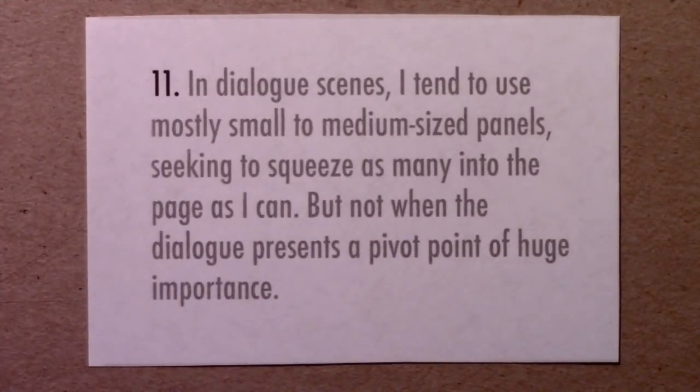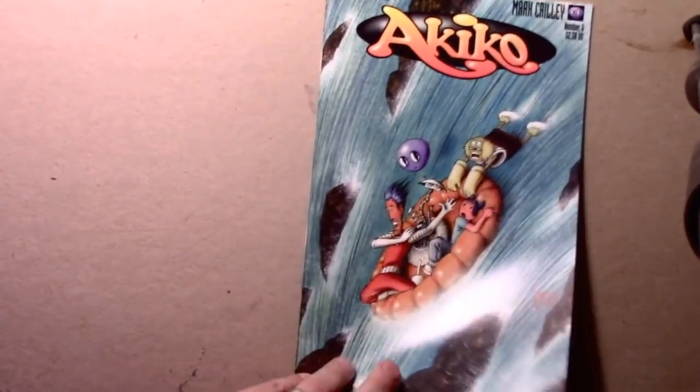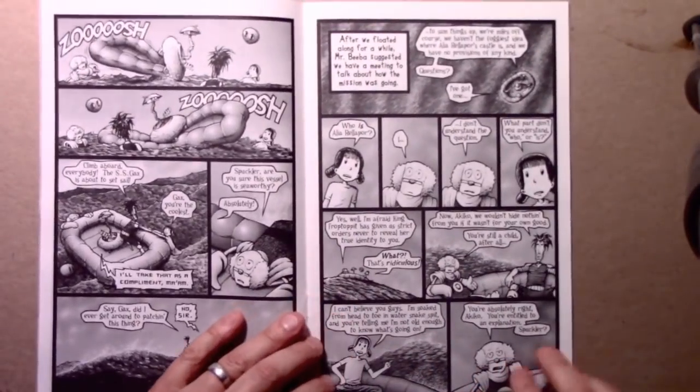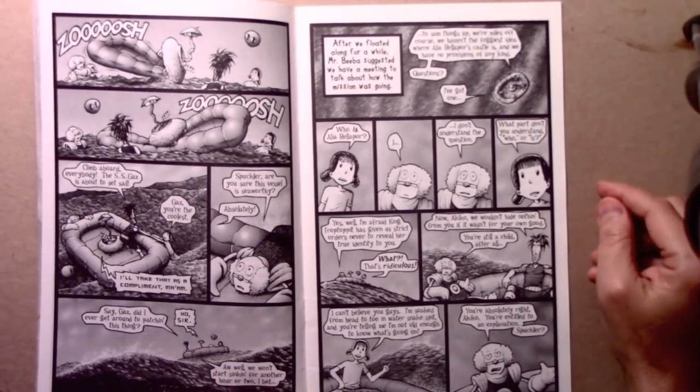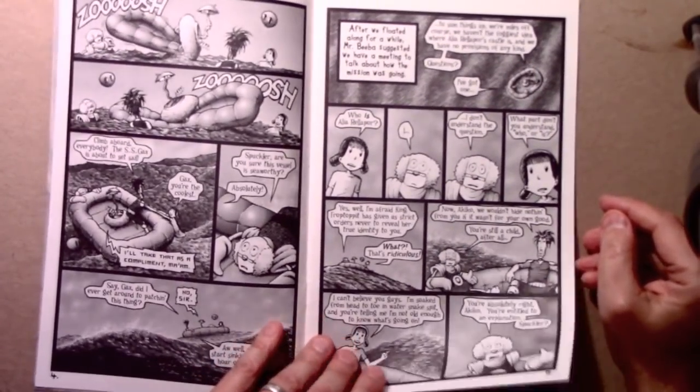Number 11, in dialogue scenes, I tend to use mostly small to medium-sized panels, seeking to squeeze as many into the page as I can. But not when the dialogue presents a pivot point of huge importance. So we've already talked about this a little, but in Akiko I did use the 4-row system of packing in a lot of dialogue onto a single page.